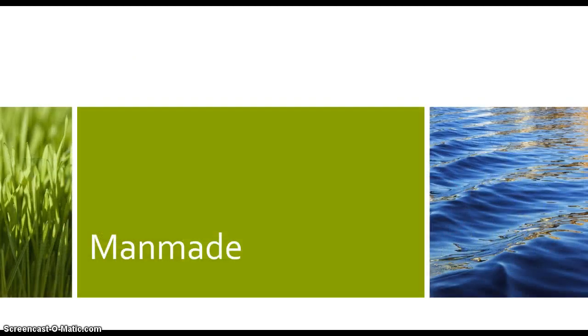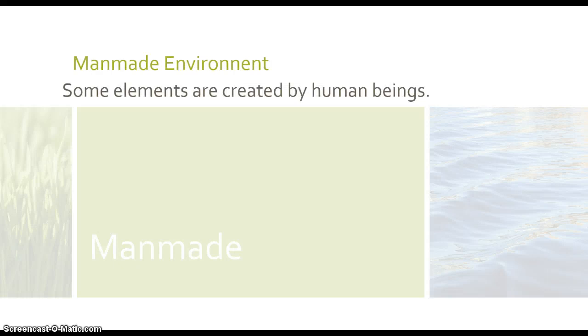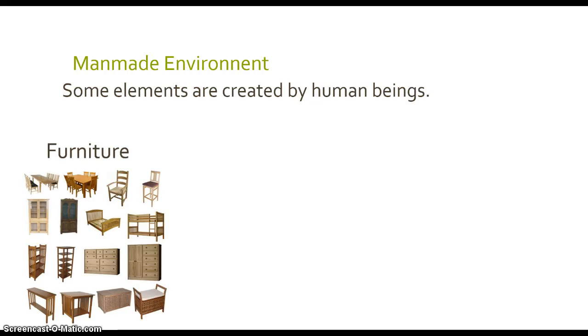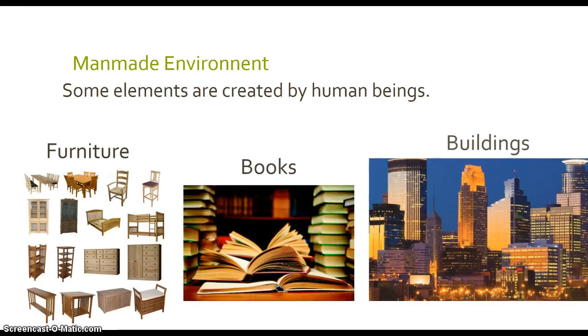Now there are also man-made elements as well. Some elements are created by human beings, which are what we call man-made. For example, furniture, books, and buildings. So these are all things that have been created by man.